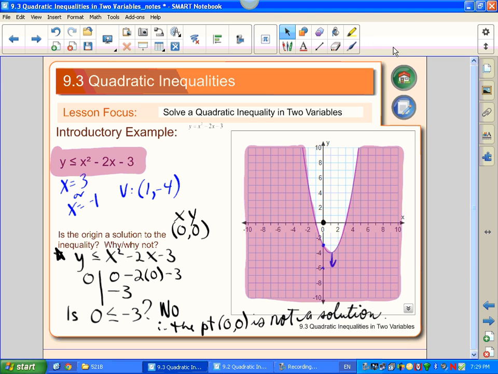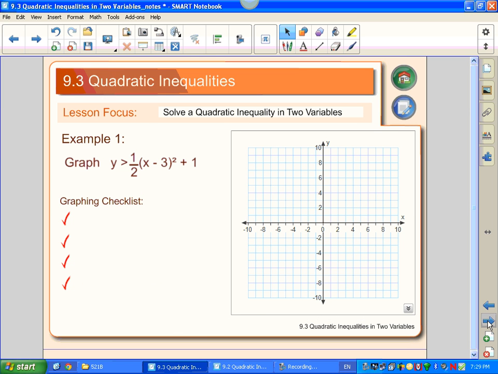Let's try another example. This example has quadratic in vertex form, so that's going to make that fairly easy for us for graphing. We already know our vertex. I have a graphing checklist, and that's just the key things that we need to be able to do when we're graphing. So let's just look at the graphing checklist to start with. We want to have our vertex plotted, if possible.